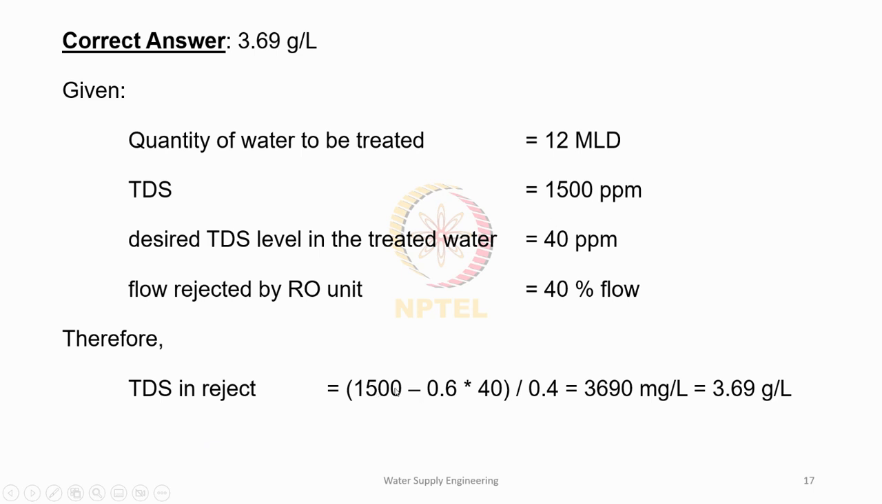1500 minus 0.6 into 40. That is, 60 percentage of the flow is treated, and that treated water has 40 ppm TDS level. So deducting that, divided by our 40 percentage flow, it is 3690 milligram per liter, which is equal to 3.69 gram per liter. Is that clear?